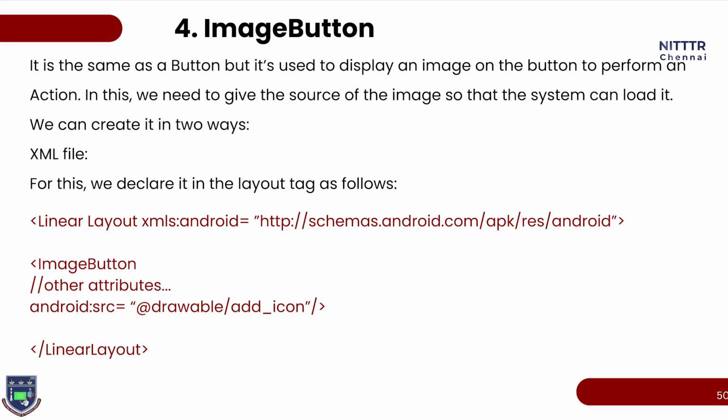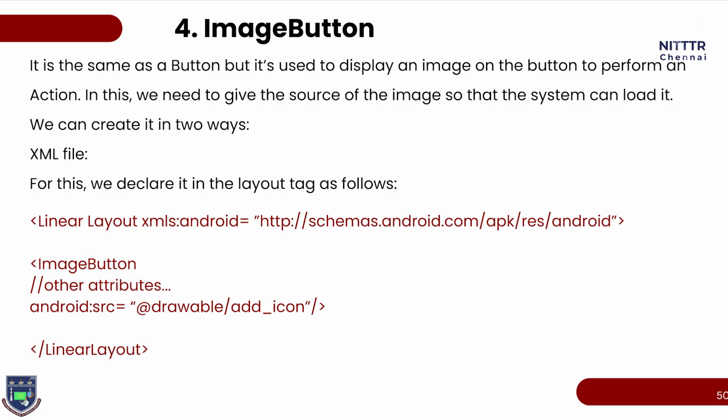For the first, we will create it using the XML file. For this we declare it in the layout tag as follows. Here also the root element, linear layout, is the same one, so we are moving directly to the image button portion, which is the only difference. Here is a button that displays an image instead of text. Then android:id is a unique ID to reference it in the activity code.